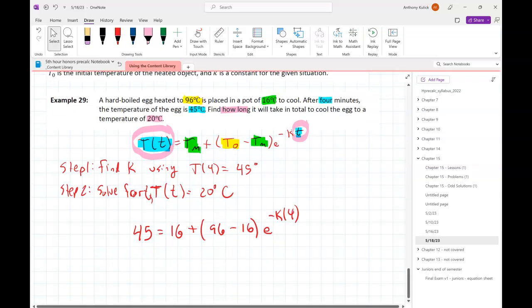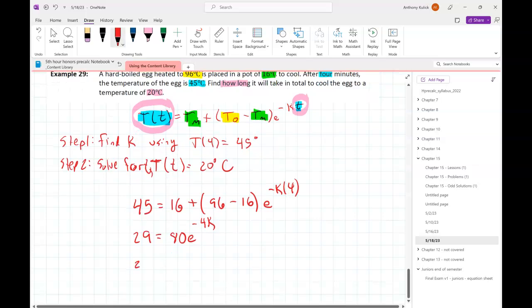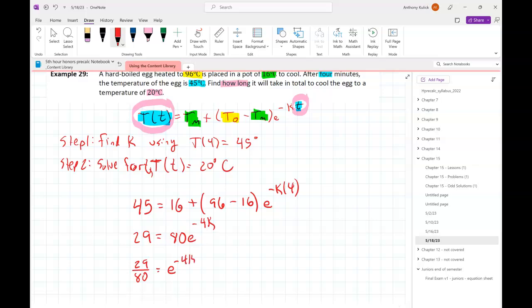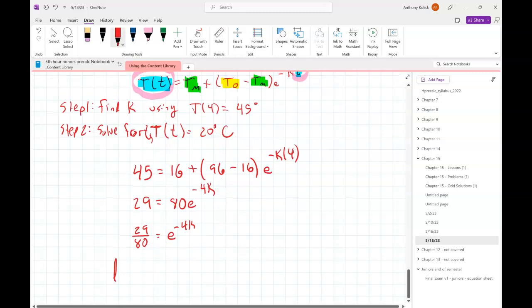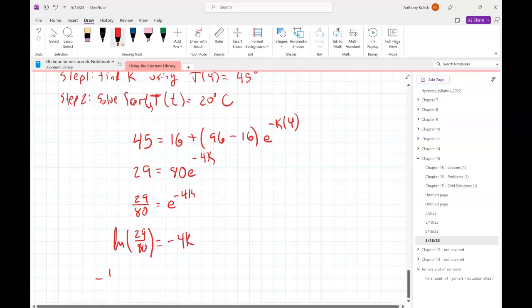So there's my first equation that I'll be solving, right? We'll start by subtracting the 16 over, and I'll combine some like terms. We'll divide by 80. And now what are we going to have to use to cancel that exponent base of e? The natural log. And then the last step would just be to divide by -4.